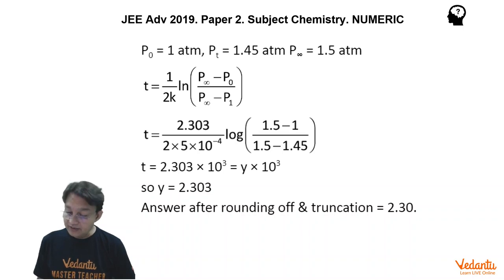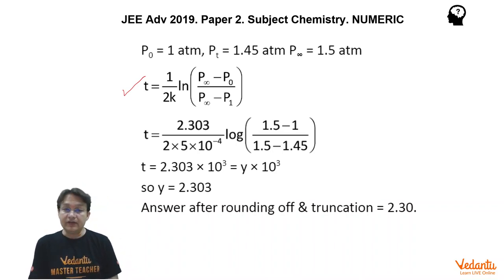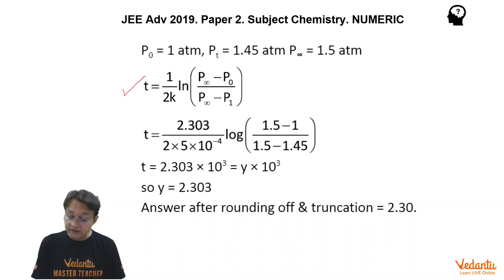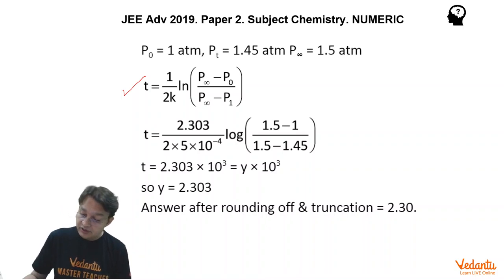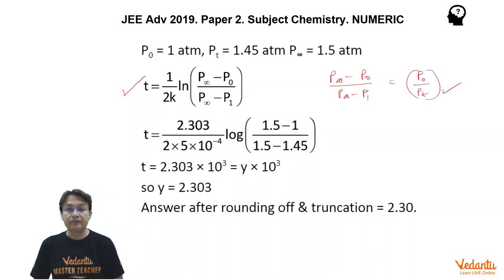So what are the major highlights of this problem? First of all, you can see in this solution, we have also provided the solution in which we have solved the problem in a different manner. Here we have used this equation P infinity minus P naught divided by P infinity minus Pt is basically equals to P naught upon Pt. You can verify this result.